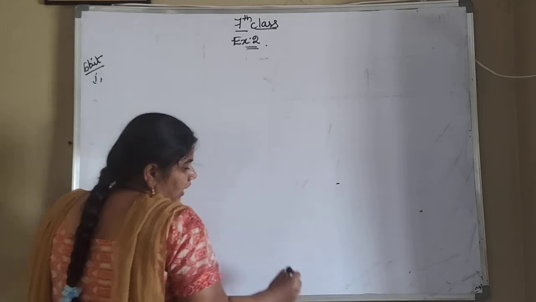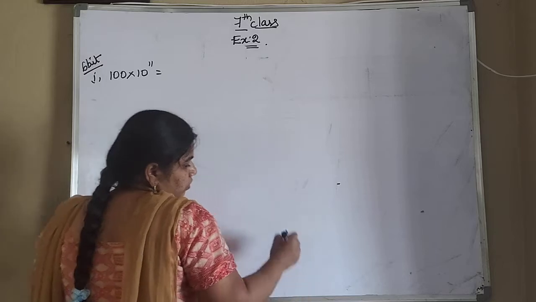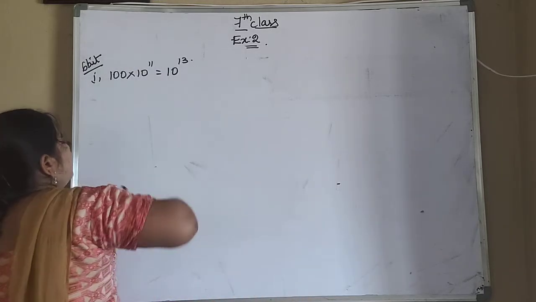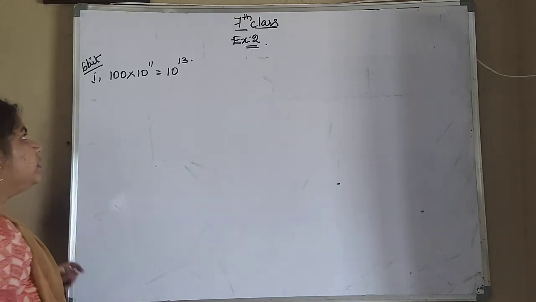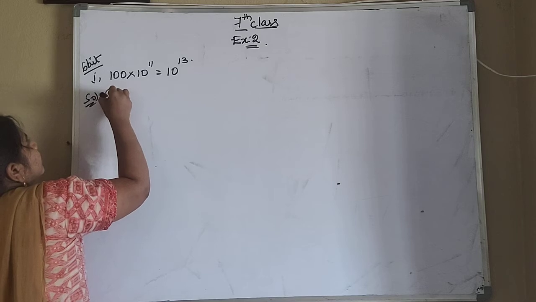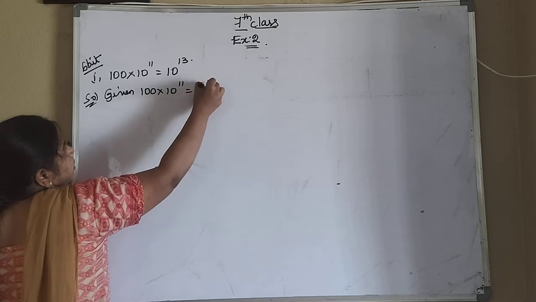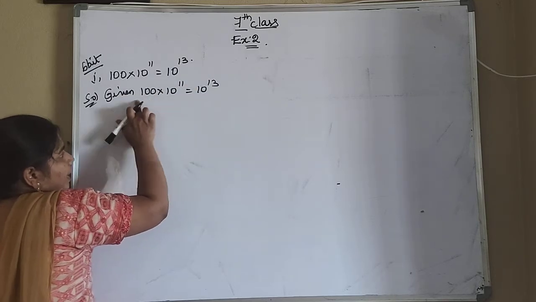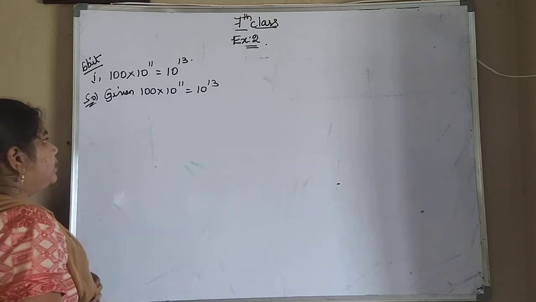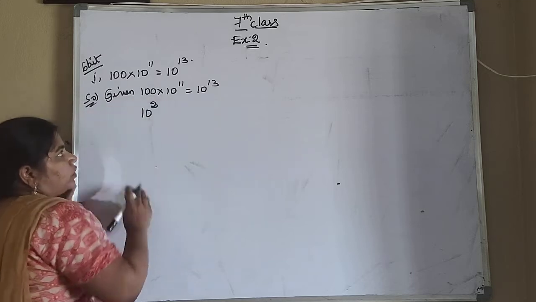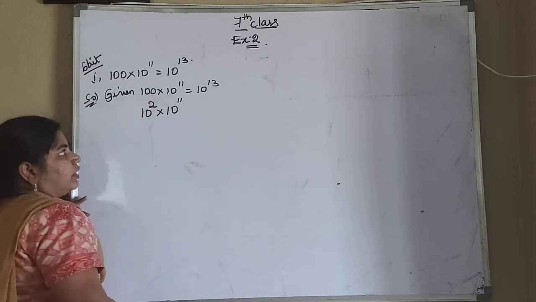So first one: 100 into 10 power 11 is equal to 10 power 13 itself. So if you multiply these two, the result should be 10 power 13. So whether it is correct or wrong, we will see. So here, given 100 into 10 power 11 is equal to 10 power 13. So we have to show that if you multiply these two, the result should be 10 power 13. So here 100 can be written in the form of 10 square. Okay, 100 can be written as 10 square into this 10 power 11.